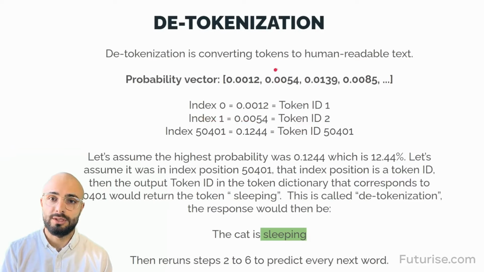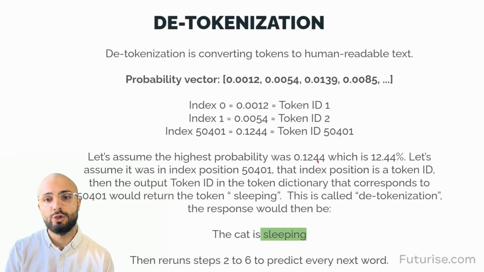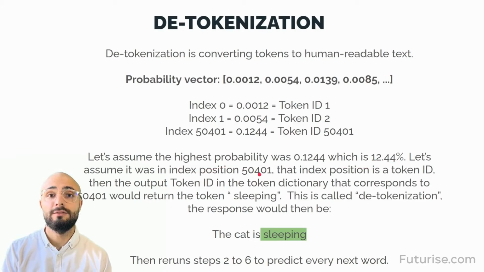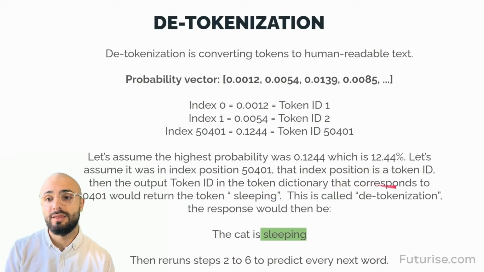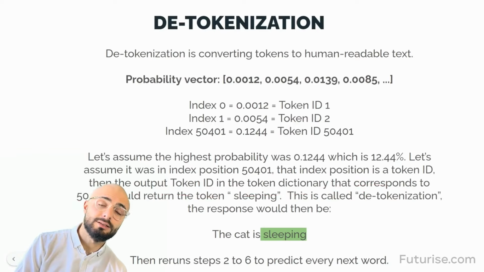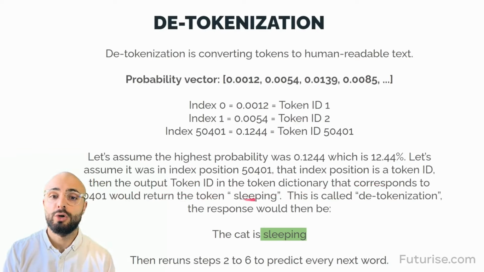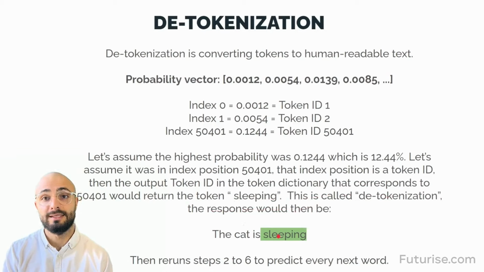Index position 1, which is this next one over here, refers to this probability, and that's token ID number 2, etc. So for example, let's assume that the highest probability was 0.1244, which when you multiply that by 100 is 12.44%. So let's assume it was in index position 50,401. Then the output token ID in the token dictionary that corresponds to 50,401 would return the token "sleeping." And this is called de-tokenization. Then the response would be "the cat is sleeping."